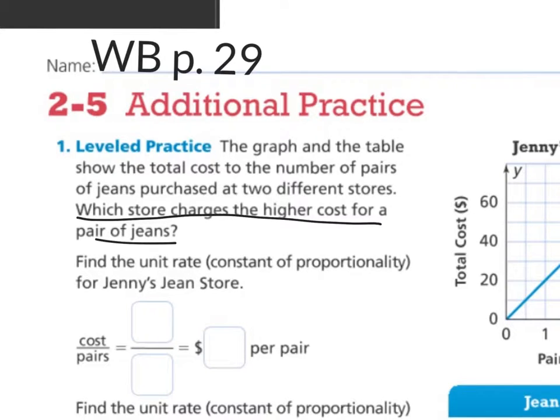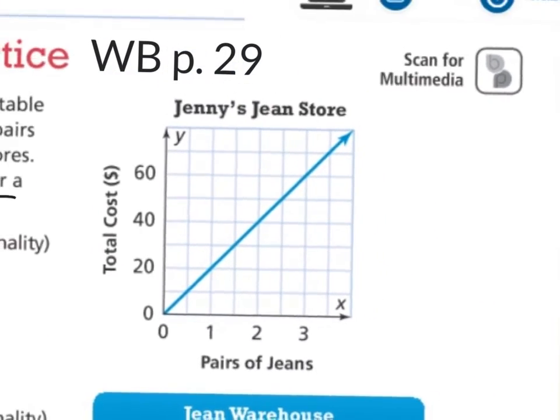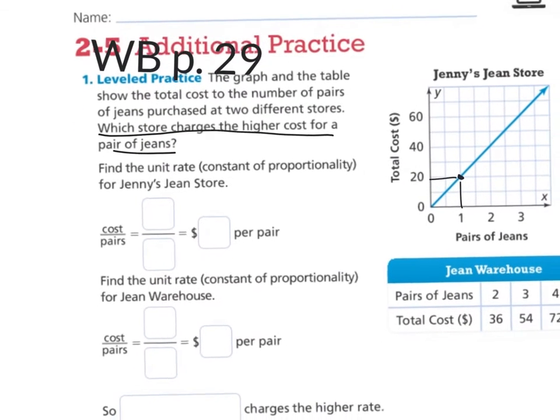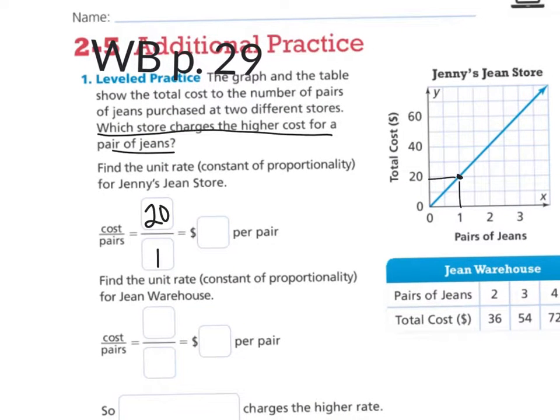So it says find the unit rate or constant of proportionality for Jenny's Jean Store. Notice it goes through 0, 0, so it is proportional. We can actually just tell by looking at that one right there. One pair of jeans is $20. So over here, if you wanted to fill this out, the cost is $20 for one pair, so that's $20 per pair. Or you could use the points 0, 0 and 1, 20 if you want. Your change in y is 20, change in x is 1.